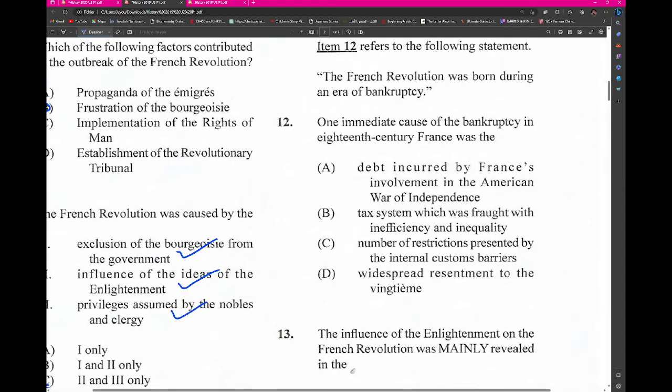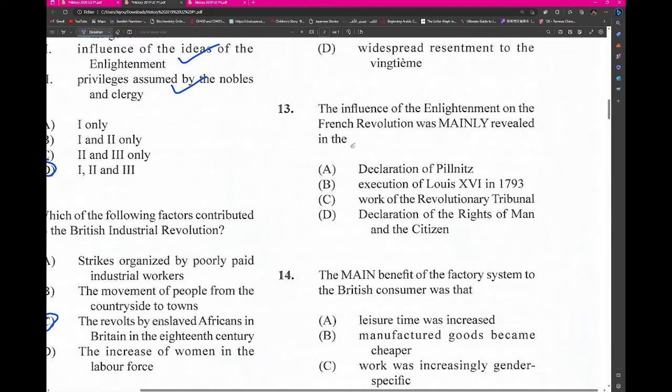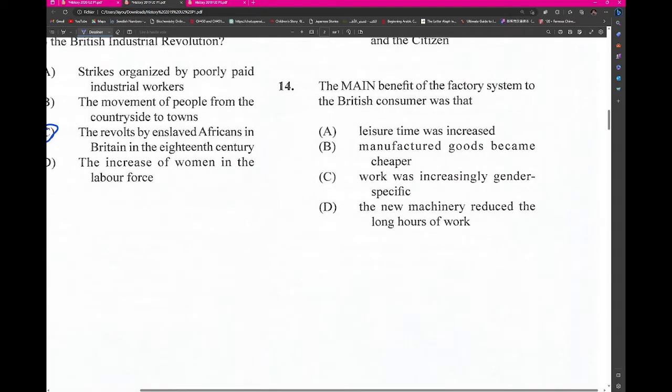Alright, so we're looking at this already. So the bankruptcy would have been caused by the involvement in the American War of Independence. The influence of Enlightenment on the French Revolution was mainly revealed by the Declaration of the Rights of Man. The main benefit of the factory system to the British consumer was that manufactured goods became cheaper for the consumer.